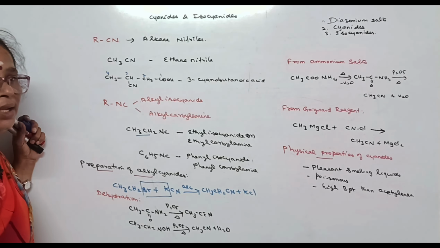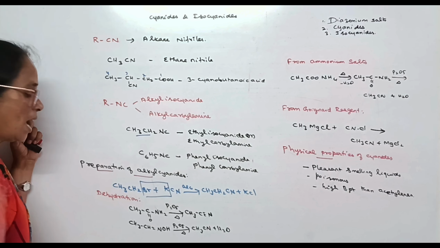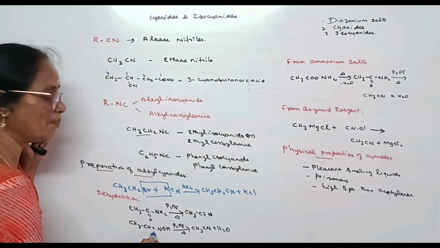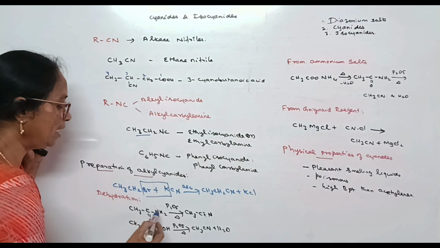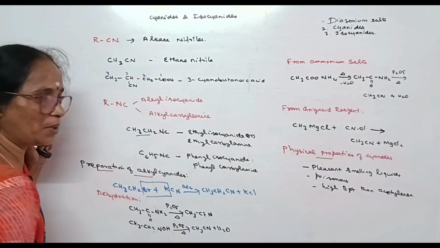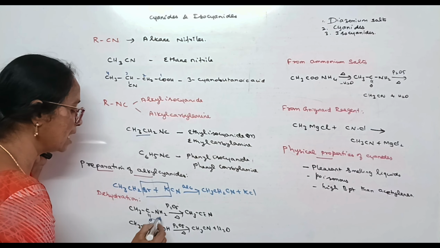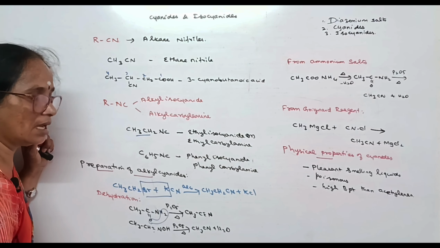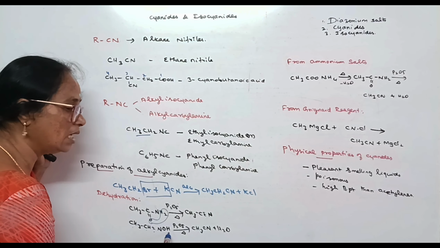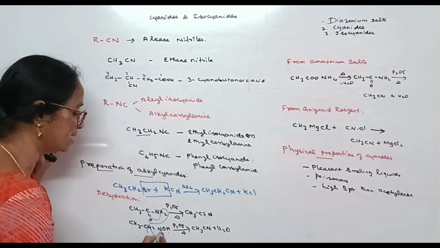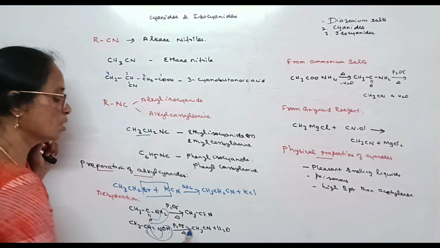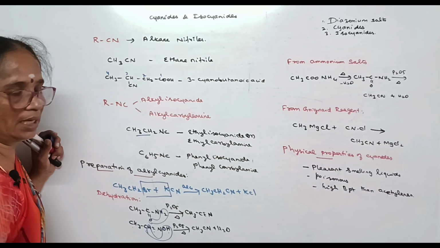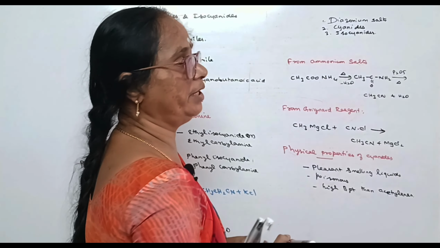A water molecule can be removed from either amides or oximes. When we take an amide and heat it with phosphorus pentoxide, there is loss of a water molecule, so we get CH3CN. Or if we take acetaldoxime, here also H and OH are removed, so we get acetonitrile. The next one is from ammonium salts.